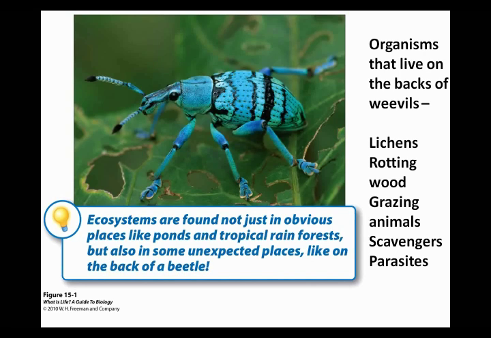There are certain organisms that live on the backs of weevils that are microscopic, that actually live their entire lives there. So we have lichens, which are types of mosses. We find communities in rotting wood. We have grazing animals that live on the backs of this beetle, scavengers, parasites, things that are microscopic. So we find ecosystems in not obvious places.